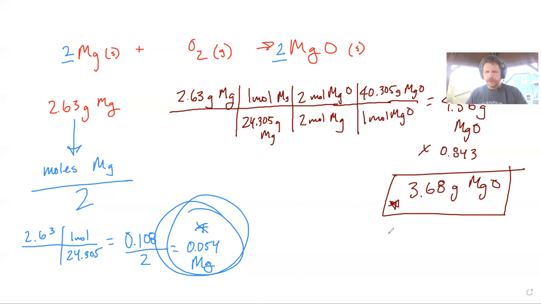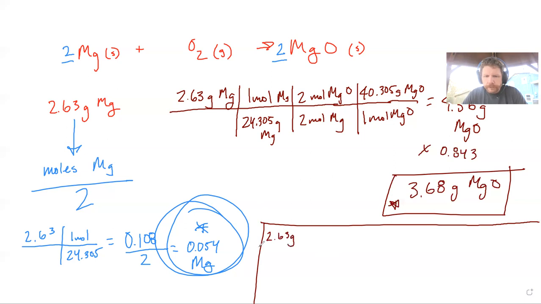The next part of the question reads, how many grams of the excess reactant remain? Assume the reaction goes to completion. Okay, so this effectively says when you use all of the magnesium, 2.63 grams of magnesium, it's going to be completely consumed. Now the question is, how much of that O2 is utilized? So for this last part of the question, I'm going to carve out a spot right here. So 2.63 grams, 24.305 grams of magnesium, 1 mole magnesium.